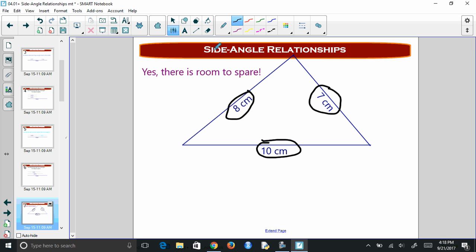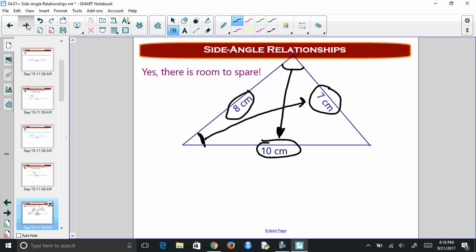Now there's one other property here that I want to notice. The biggest angle here is always going to be across from the biggest side. The smallest angle is always across from the smallest side, and the medium to the medium.